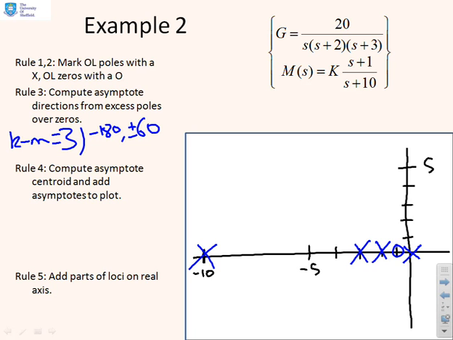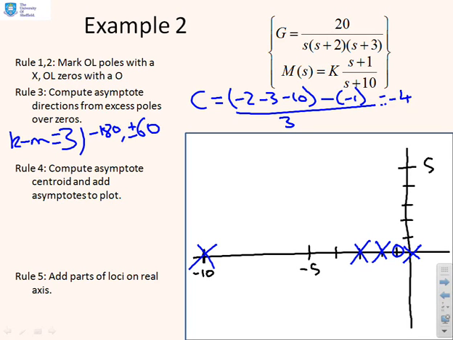Next, compute the centroid. Well, the centroid's going to be minus 2, minus 3, minus 10, that's the open loop poles, minus 1, that's the open loop zero, all divided by 3, and that's going to give me minus 4 and 2/3.